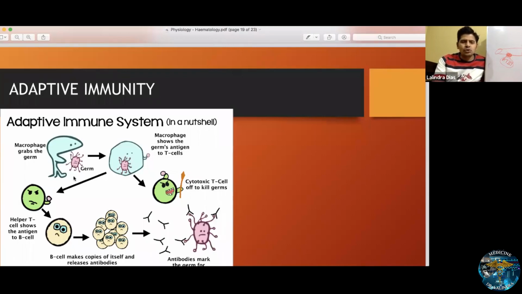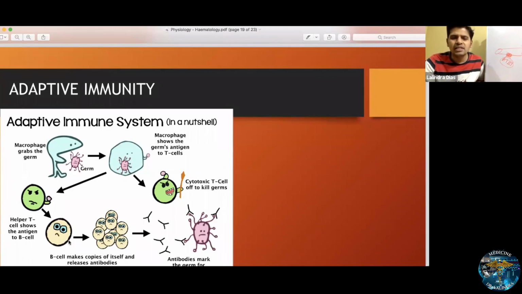So what does it do? The macrophage shows the germ's antigen to T cells. So the microbe, whatever bacteria or whatever, gets attached to the innate immune cell, maybe macrophage, and then the macrophage shows the germ antigen to T cells. So this is the antigen, this pink color one, and that is being shown to T cells.